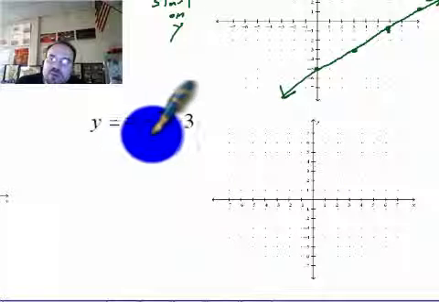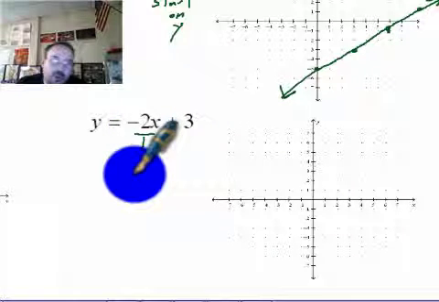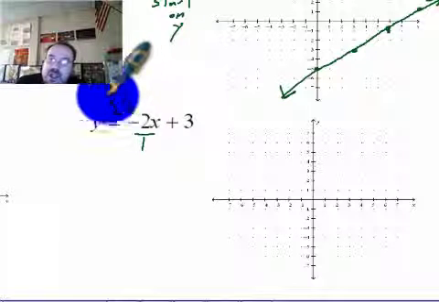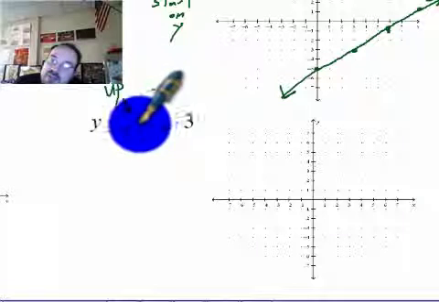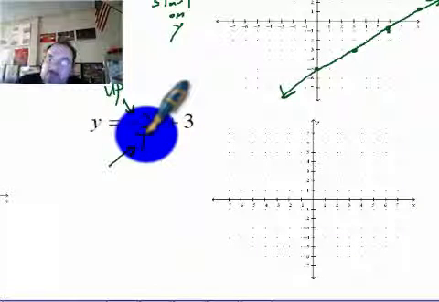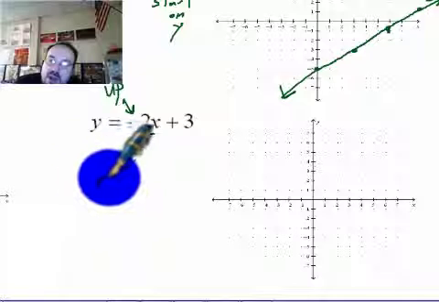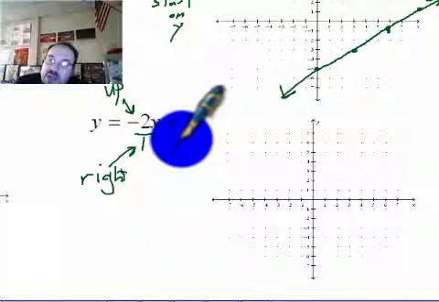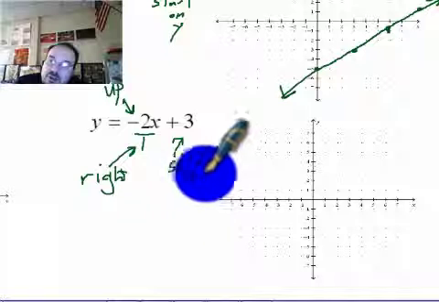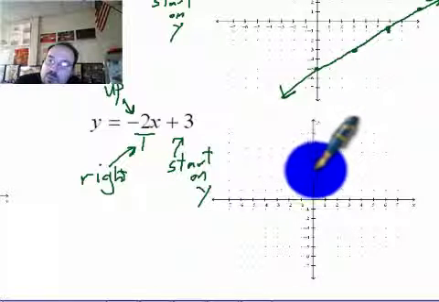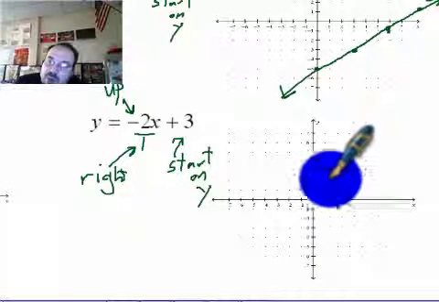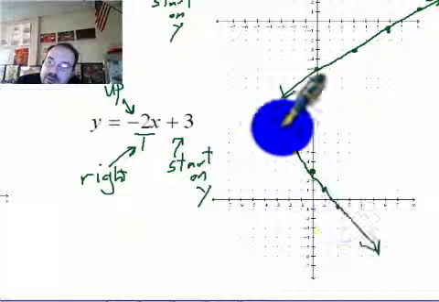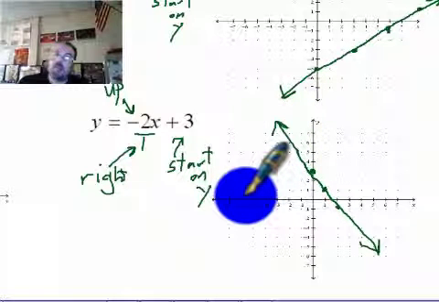And then this one, I have a negative 2. So I'll write negative 2 over 1. And even though I've written the word up, because there's a negative, I attach the negative to the top and move down 2, but I always move left to right. So I'm going to start at 3 on y and move down 2, right 1, down 2, right 1. And connect the dots. Okay, so that's how you graph, and I hope you found that helpful.